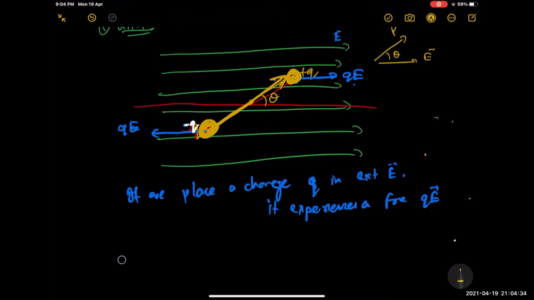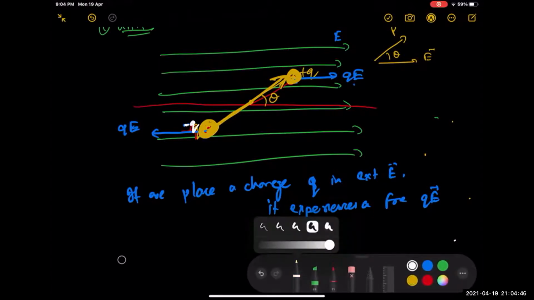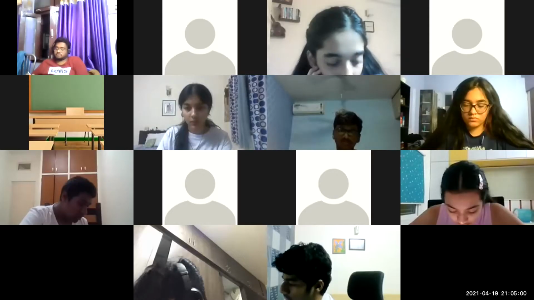So one force is towards the right on the dipole, one force is towards the left on the dipole. They are exactly opposite in nature, right? So what we write is the F net on the dipole is 0, because there is a QE like this and a QE like this, so F net is 0.